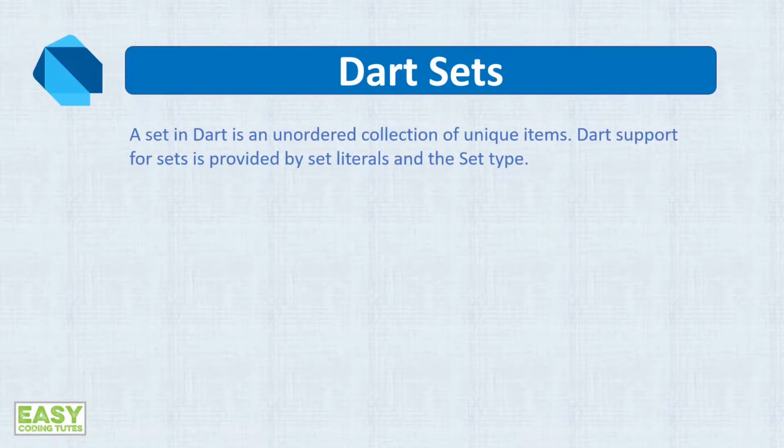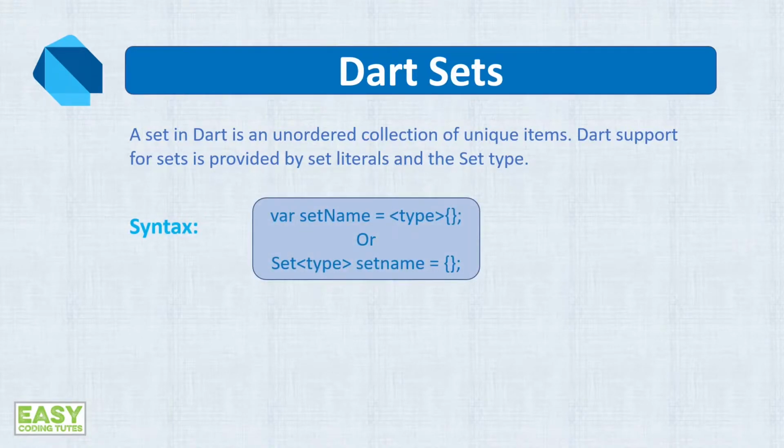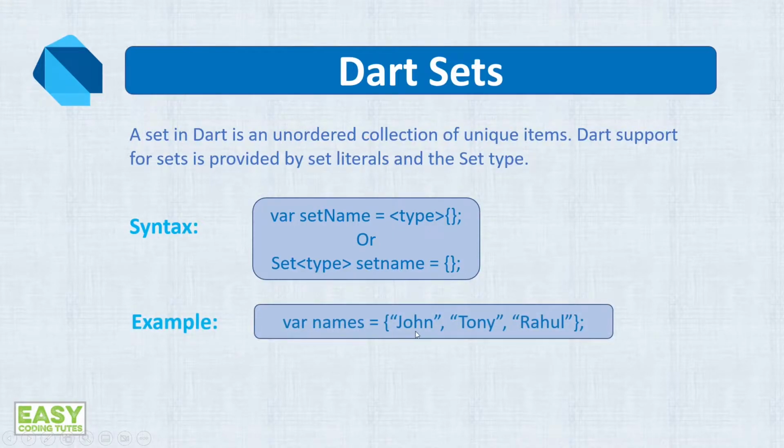A set in Dart is an unordered collection of unique items. Dart support for sets is provided by set literals and the set type. Here we have the syntax for the same, where set name is equal to type or set type, or set name is equal to opening and closing curly braces, which is empty. Here we have the example, where names is equal to John, Tony and Rahul inside curly braces.